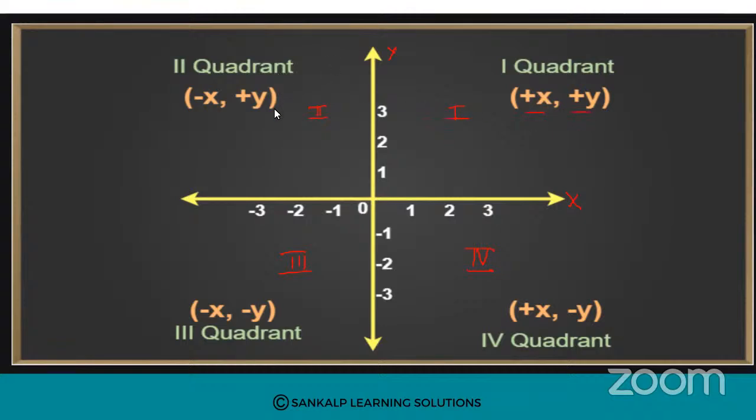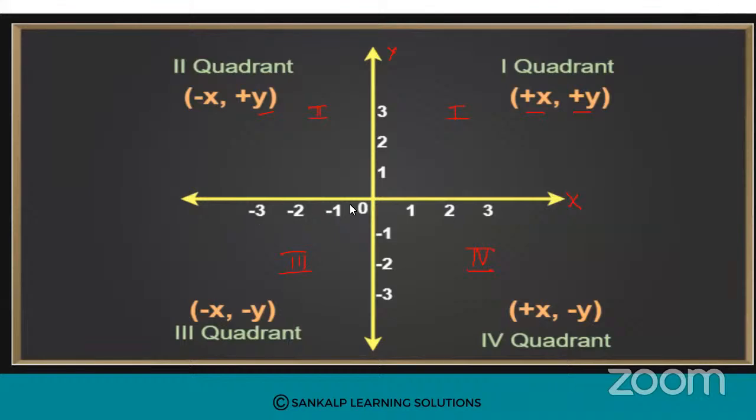Okay. In second quadrant, what we are seeing here? Negative numbers on the x-axis and positive numbers on the y-axis. So we call it as a minus x plus y. Next, in third quadrant, what we are seeing here?